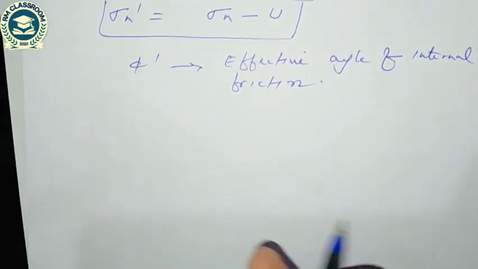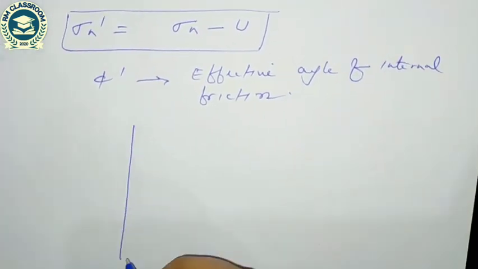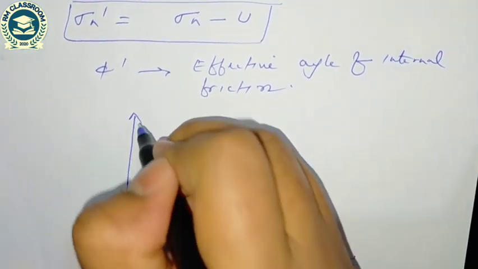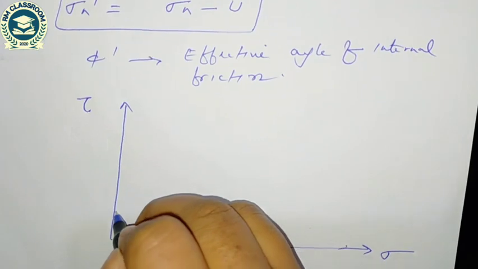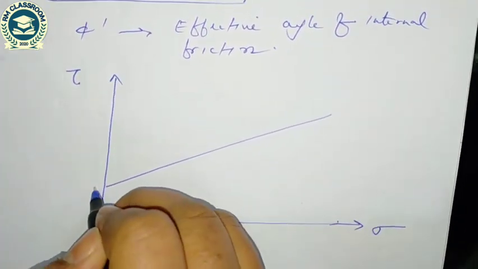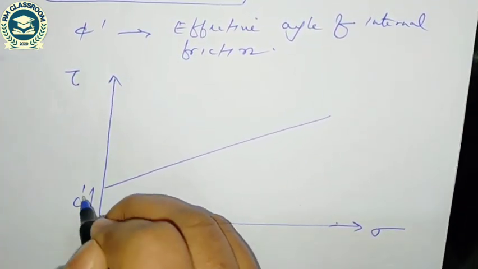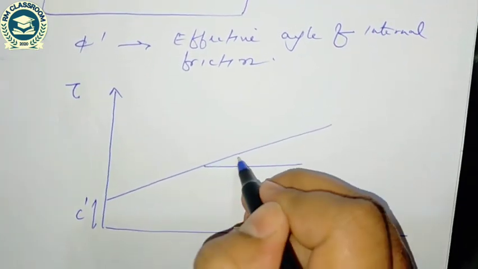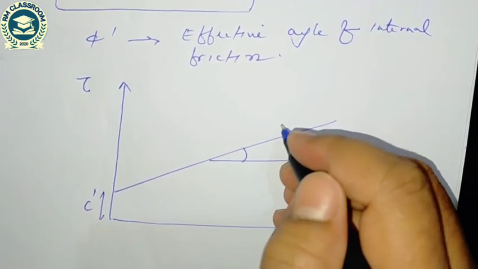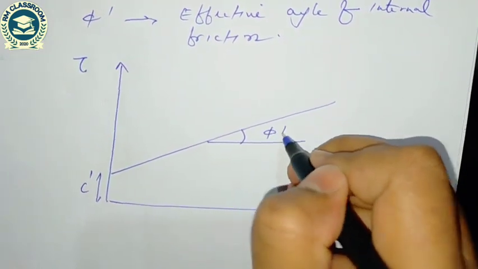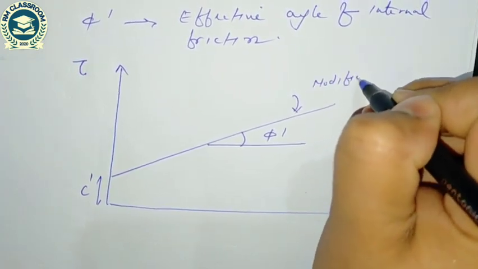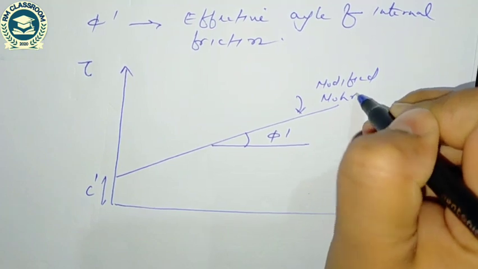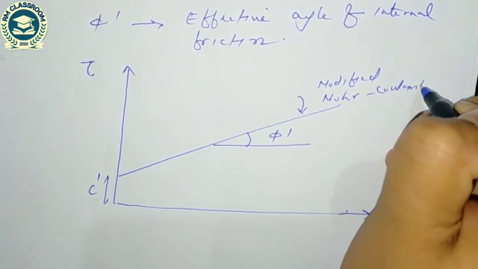So if I draw the Mohr-Coulomb envelope once again, the envelope will be the same, but the terms will change. This intercept is the effective cohesion, and the slope of this Mohr-Coulomb envelope is the effective angle of internal friction, and this is the modified Mohr-Coulomb envelope.